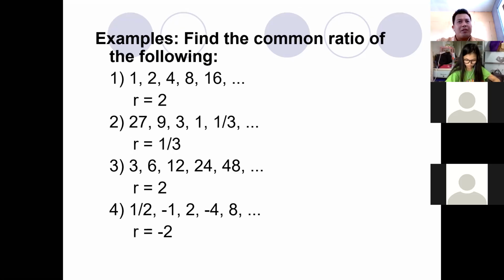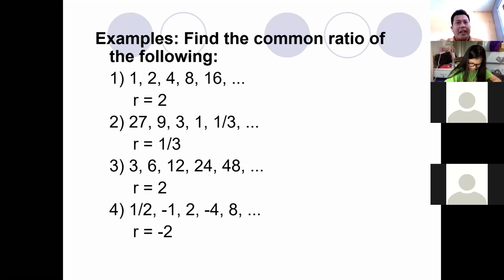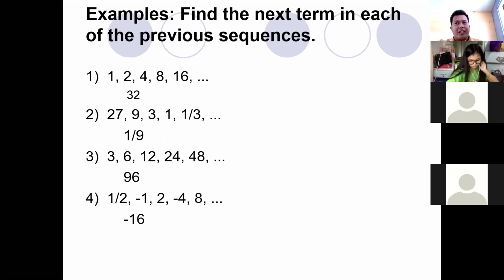And then number 2, the common ratio is 1/3. So the next term is 1/3 times 1/3, which is 1/9. Then number 3, the common ratio is 2. So 48 times 2 is 96. And 8 times -2 is -16. Okay.